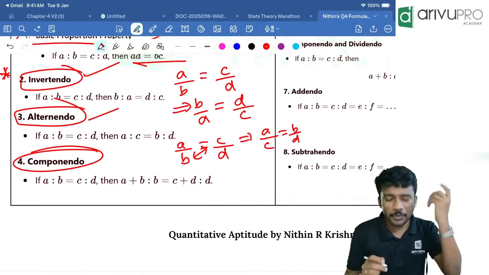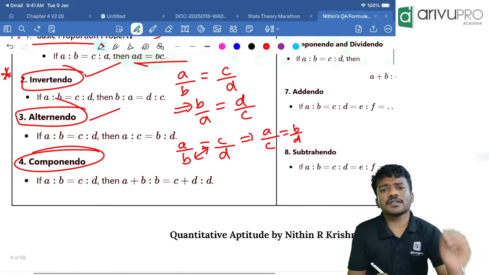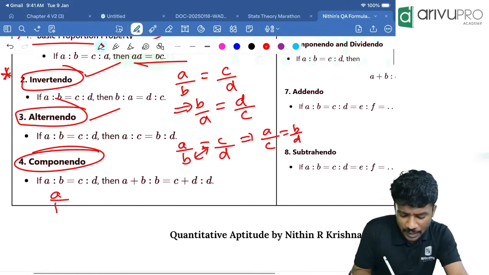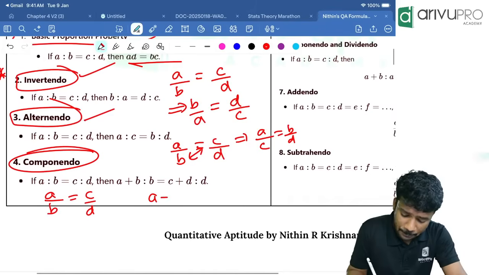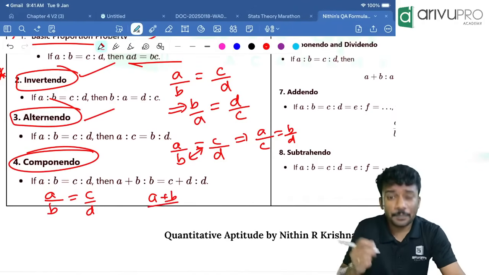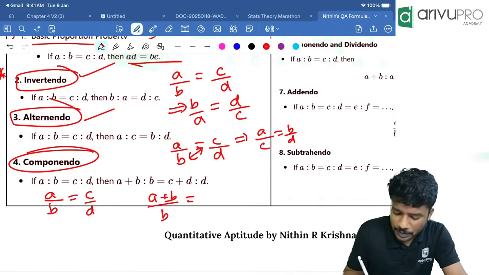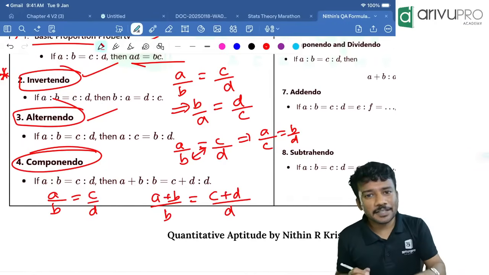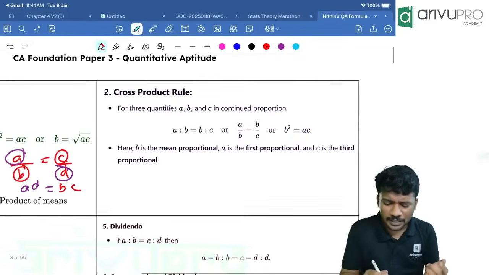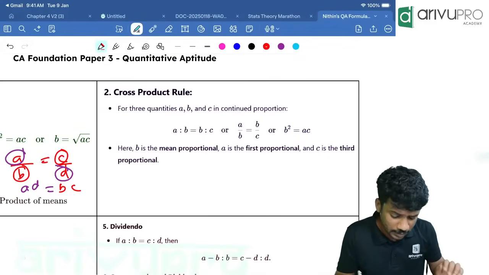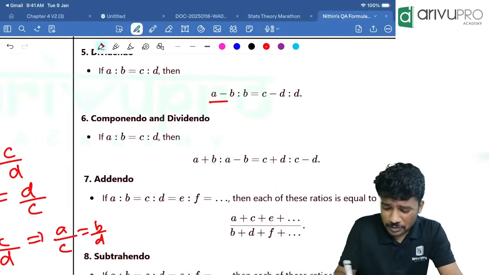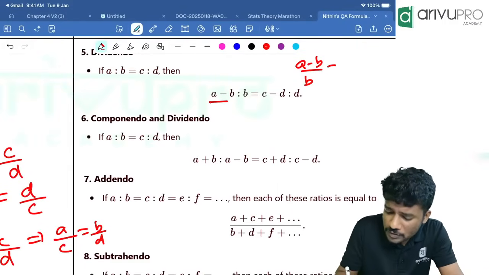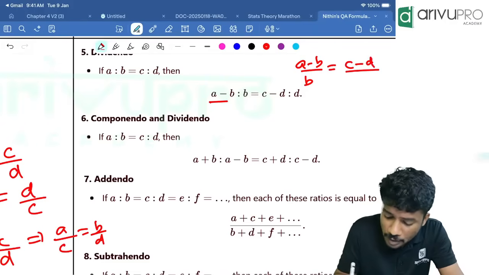Then componendo. Componendo is very easy. We will add the numerator values. For example, A by B is equal to C by D. Then A plus B, that means numerator plus denominator, divided by B is equal to C plus D by D. That is called componendo. Then dividendo is there, the opposite. It will be a negative sign. So A minus B divided by B is equal to C minus D divided by D.